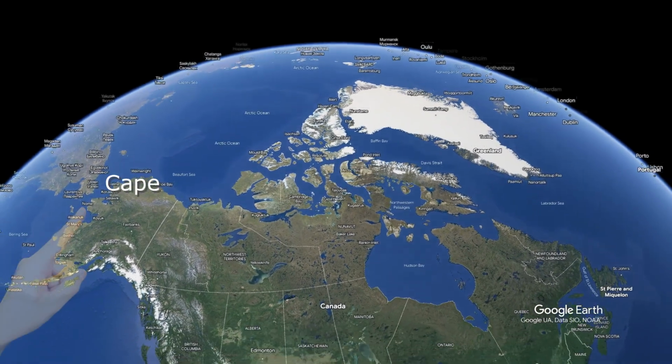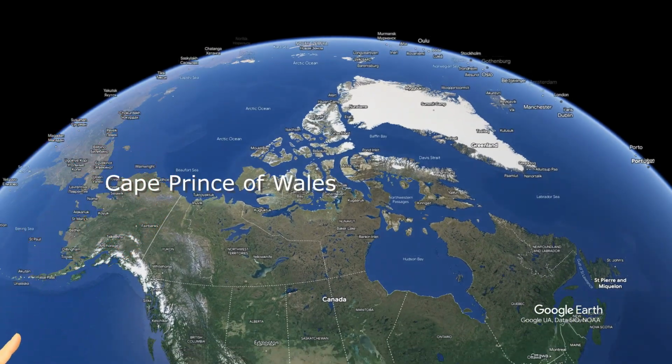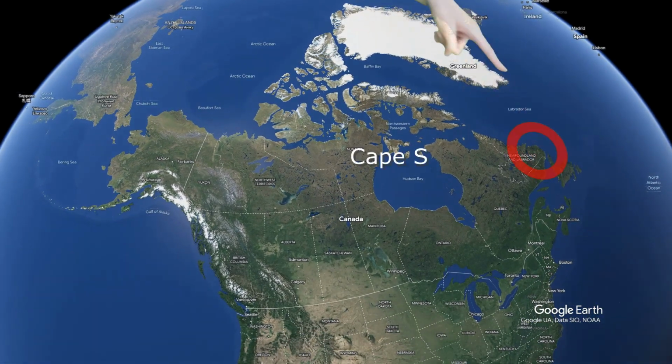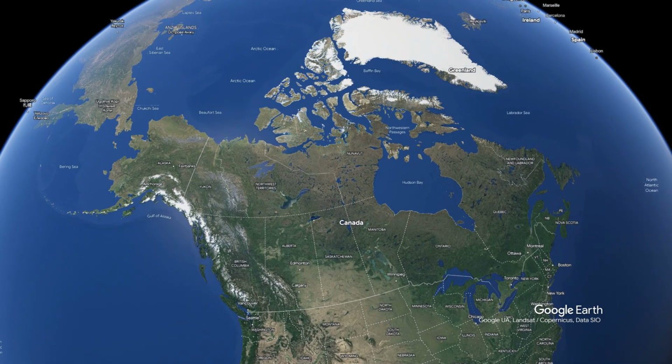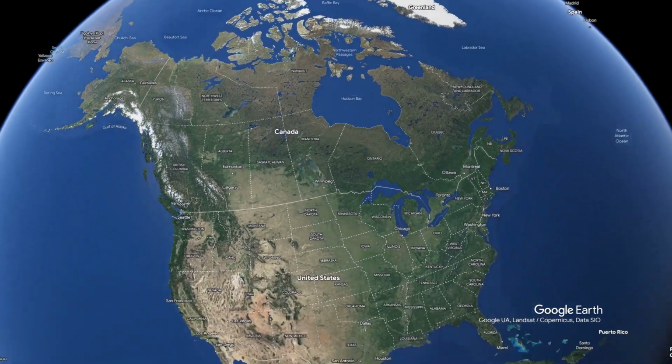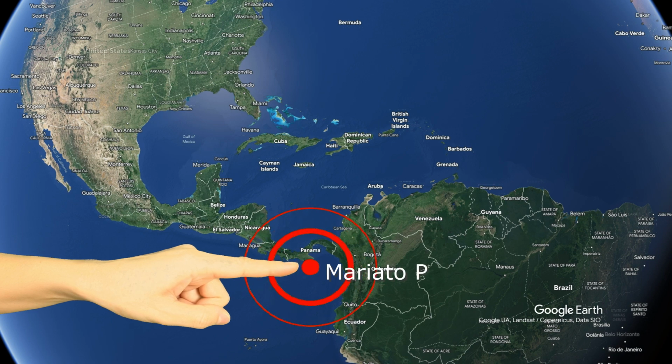The westernmost point is Cape Prince of Wales, a cape located on the Seward Peninsula in Alaska. The easternmost part is named after a saint, Cape St. Charles on the Labrador Peninsula. In the south, the continent stretches to Cape Mariato in Panama.